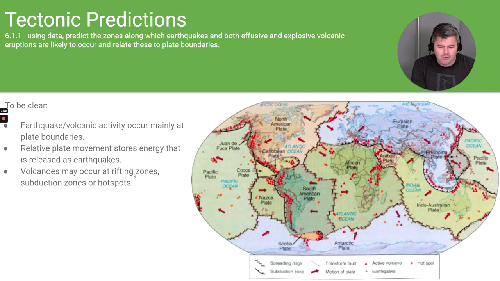Volcanoes may occur at rifting zones, subduction zones, or hotspots. So anywhere where there's a chance that magma could reach the surface, volcanoes are likely to occur.